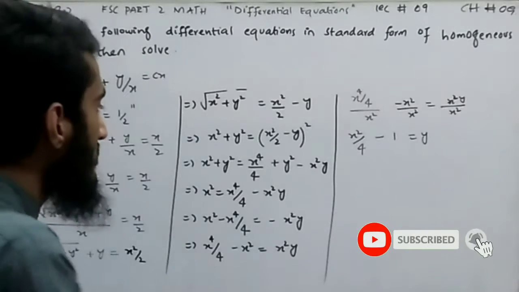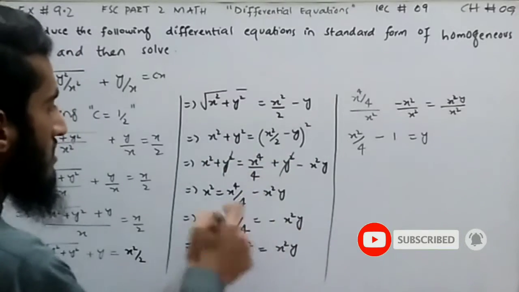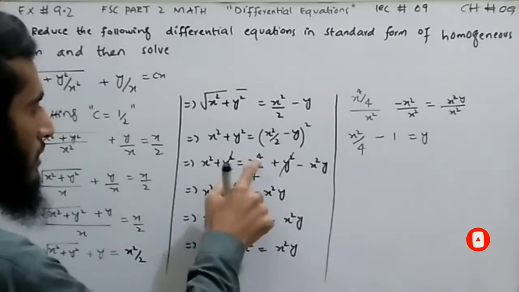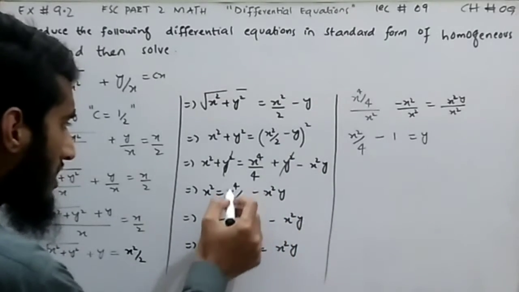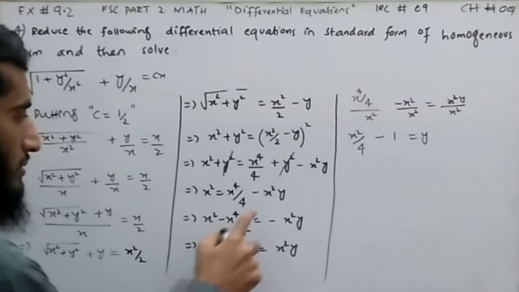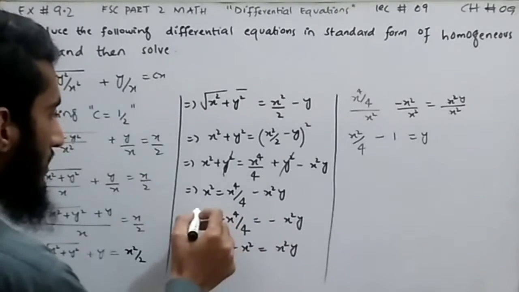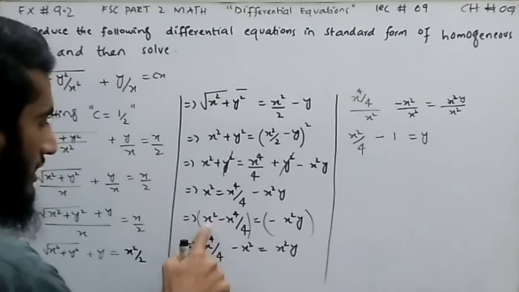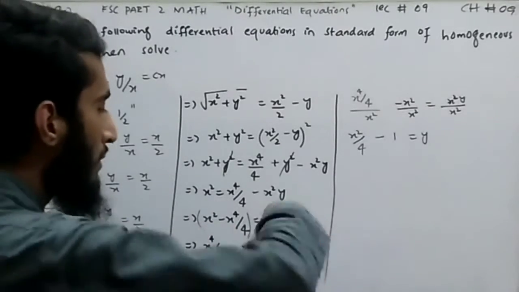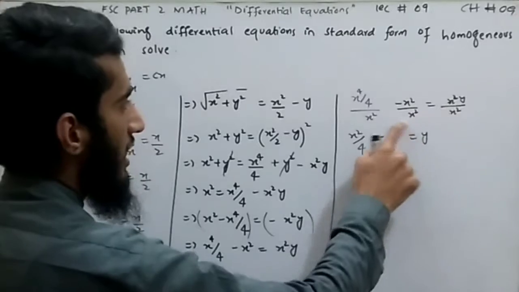Now further, y square cancels out with y square on both sides. So x square is equal to x power 4 over 4 minus x square y. Shift x power 4 over 4 on this side, it becomes negative, and this will come down as it is. Now multiply both sides by negative, so it becomes positive, and it becomes negative. Now divide both sides with x square. So over here x square, and x square.